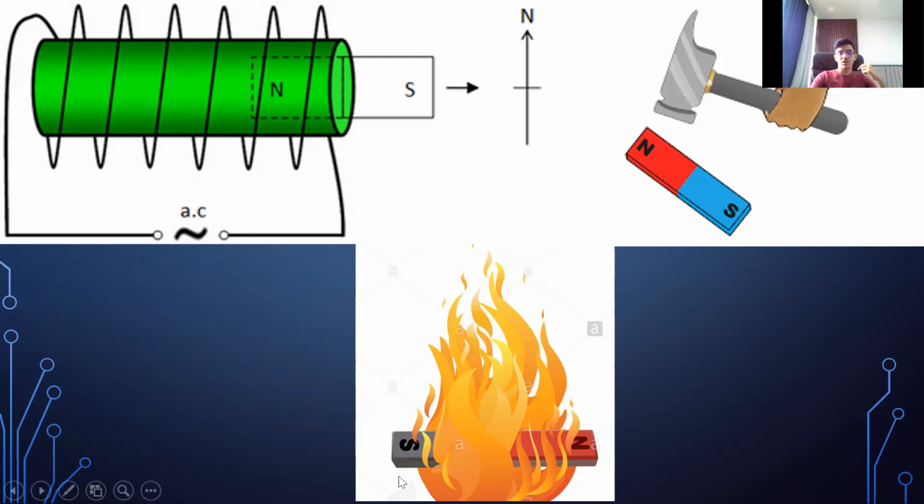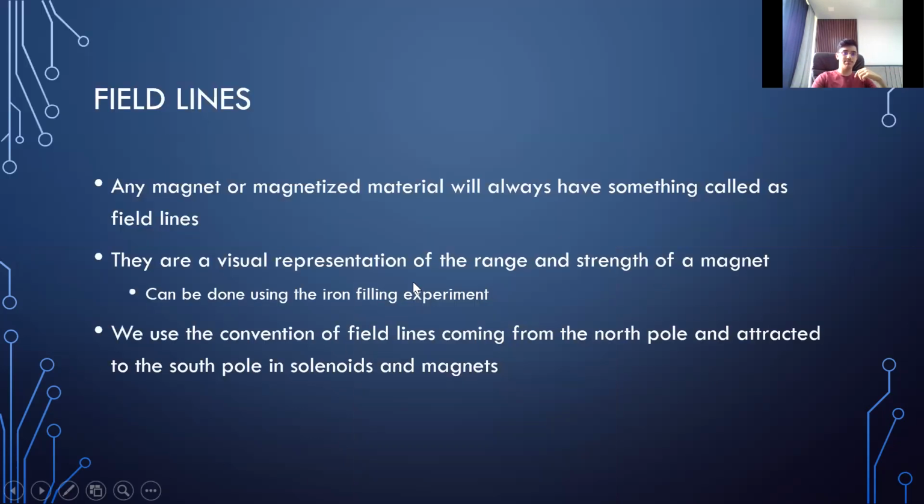Or you could just melt the magnet, which makes it lose its physical structure, in turn losing its electron structure and magnetic property. So now let's talk about field lines.